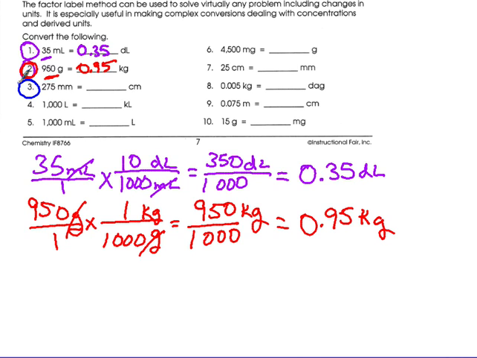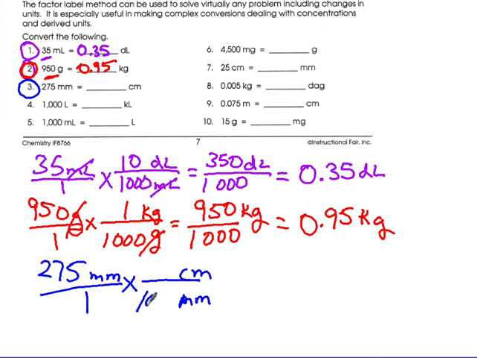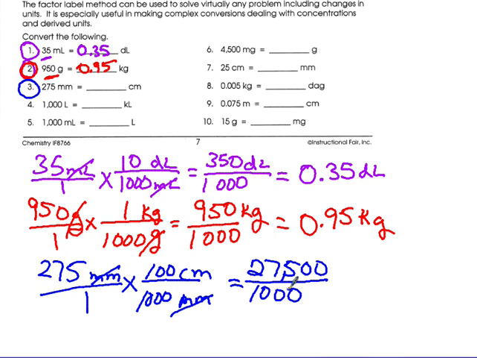We have 275 millimeters. I'm going to go from millimeters to centimeters, and I'm going to use my meter as the conversion. I have 1,000 millimeters in a meter, and I have 100 centimeters in a meter. So I use that as my conversion. Millimeters cancel, and I'm left with 27,500 divided by 1,000 centimeters.